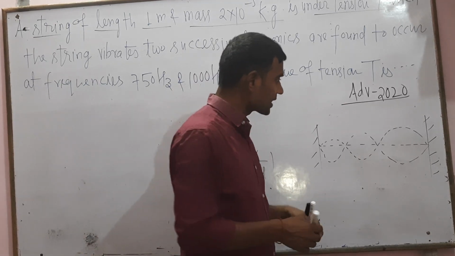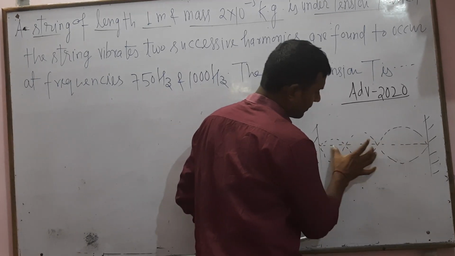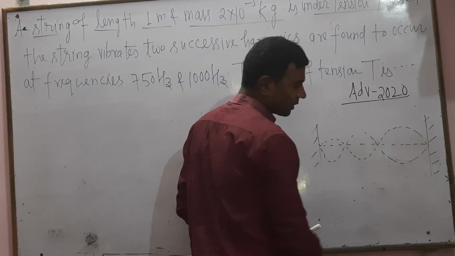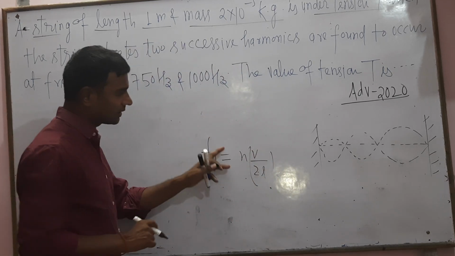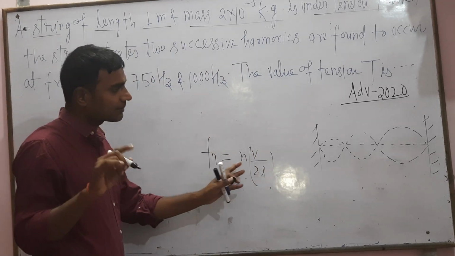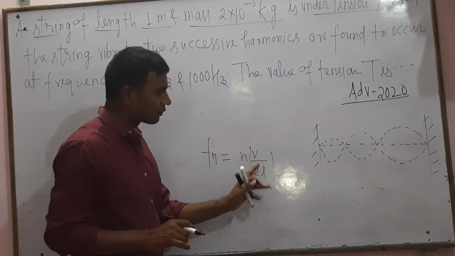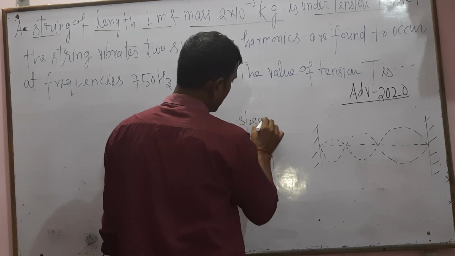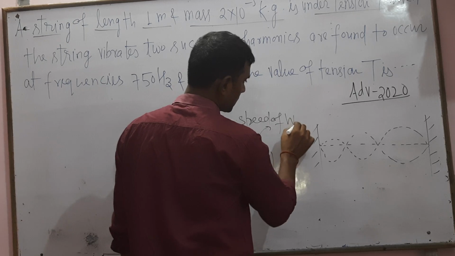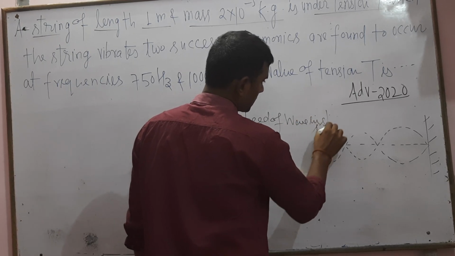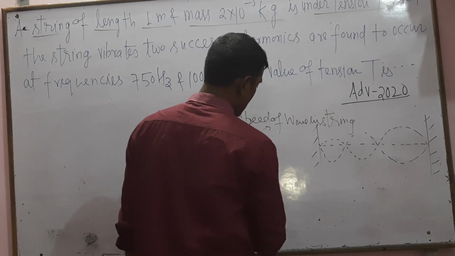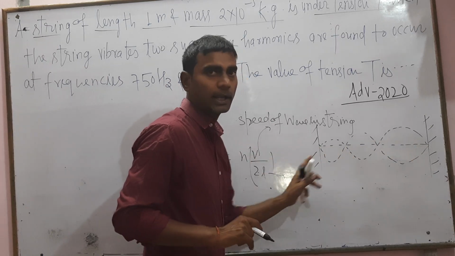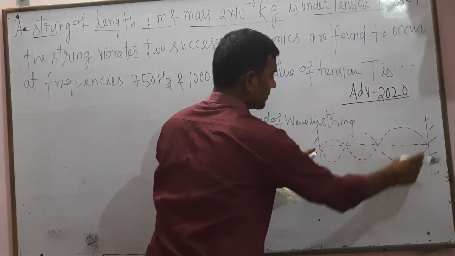So we can say the nth harmonic for this string will be equal to n into V by 2L. V is the speed of the wave in the string, and L is the total length. This L equals the fixed distance between these two points.